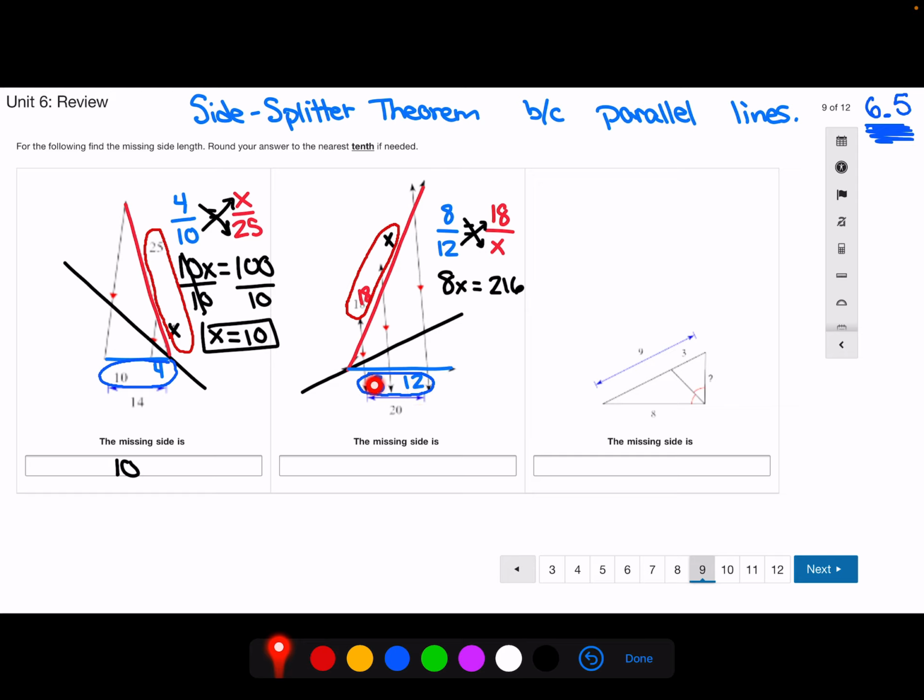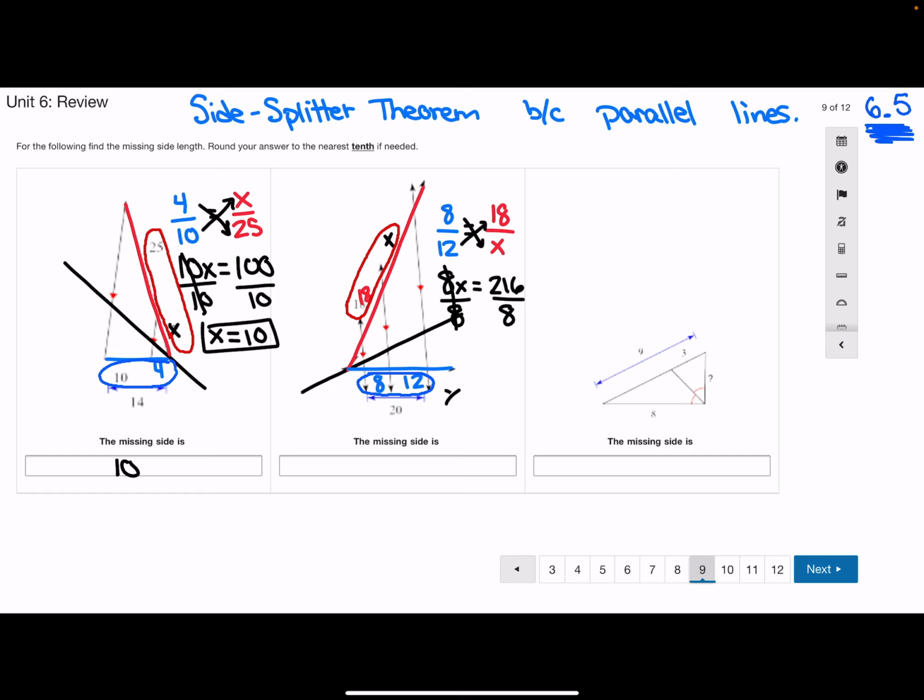Both 8 and 18 are within the same parallel lines, so they are both numerators. 12 and x are within the same parallel lines, so they're both denominators. From here, we can go ahead and solve for x by dividing both sides by 8, giving us x equals 27.